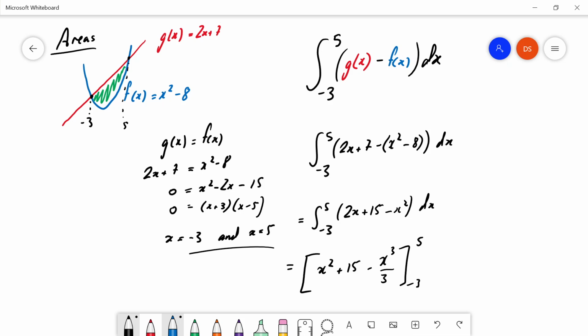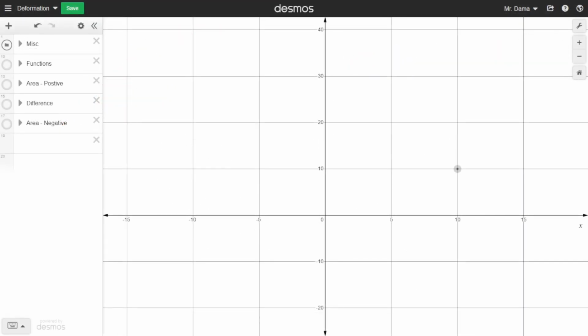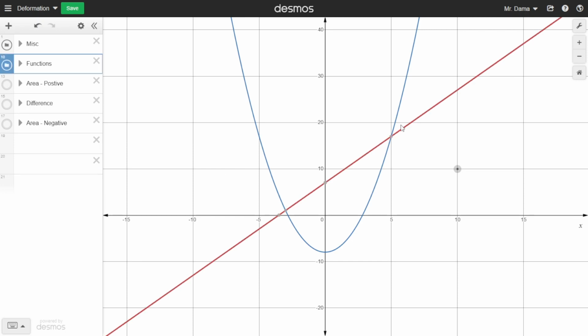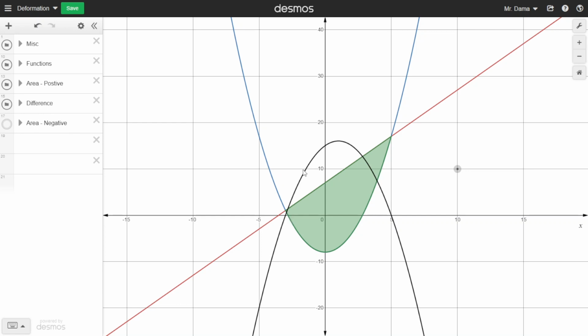What I'm going to do is show you a visualization of this, because I think that will really help. Imagine if I drew my two functions. This is g of x and this is f of x, and I want this area between them. This difference function actually looks like a quadratic itself. It was the negative x squared plus 2x plus 15 function. That's the equation of this one, and that's the same as integrating from negative 3 to 5 of this.